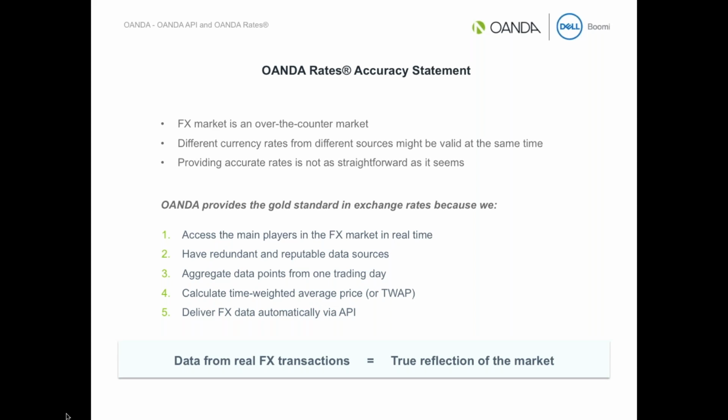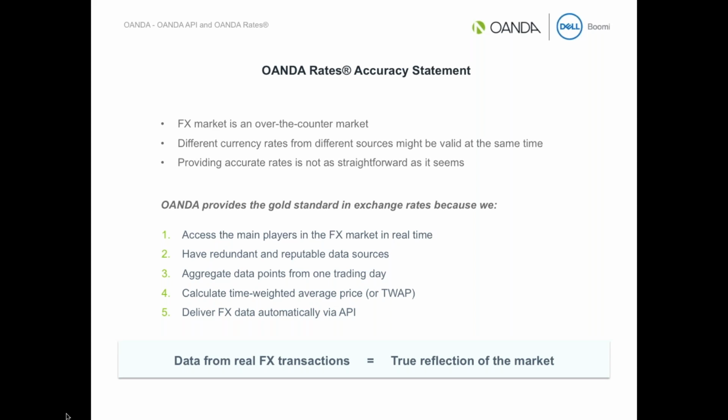So in order to back that claim and in order to speak to why we feel our data is so accurate, you need to understand what it means to have accurate foreign exchange rates. And really a big part of that is that the FX market is very complicated. It's an over-the-counter market, and it's fragmented. And so the currency data that you're getting from different sources can vary quite a bit.